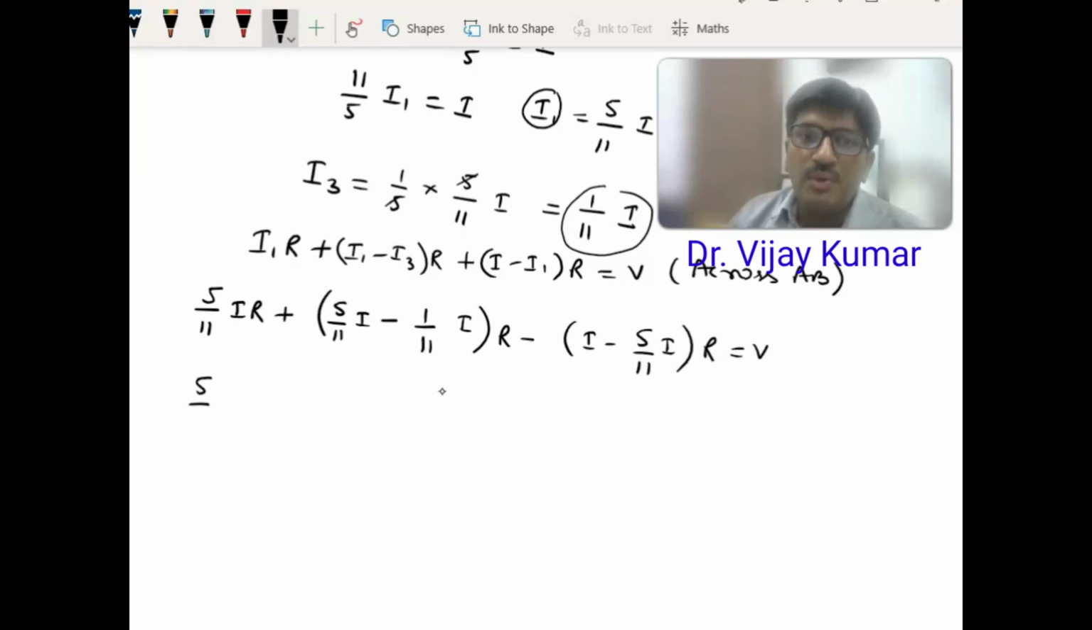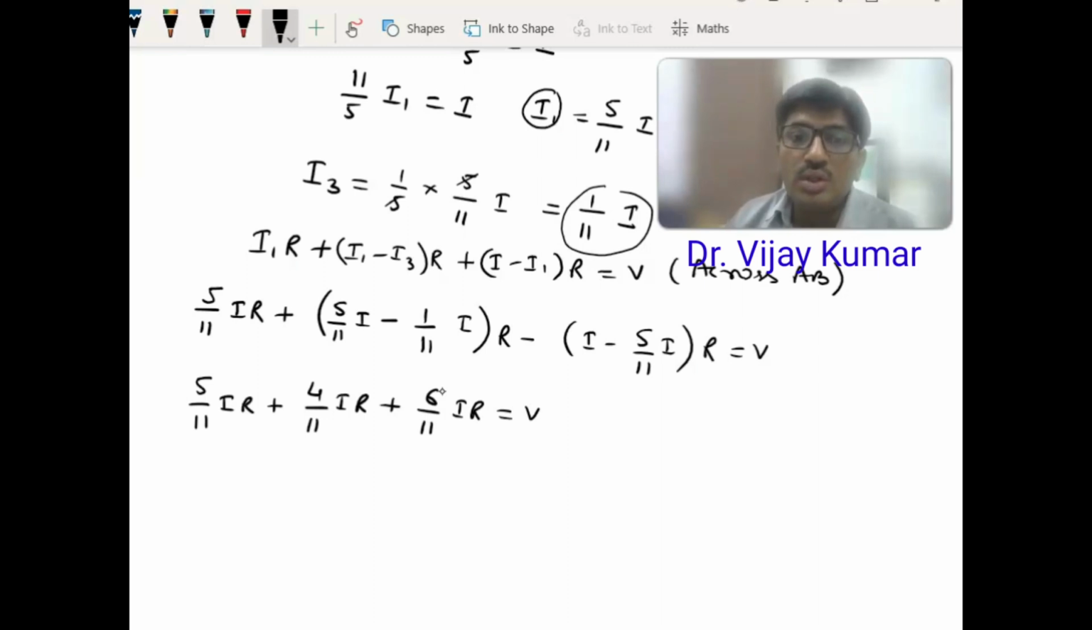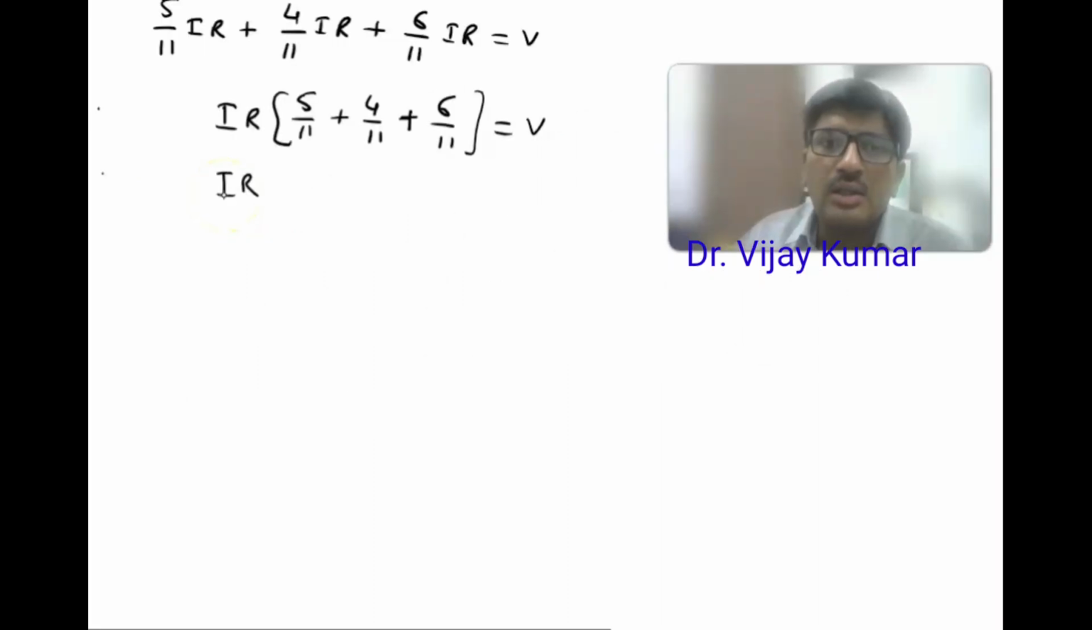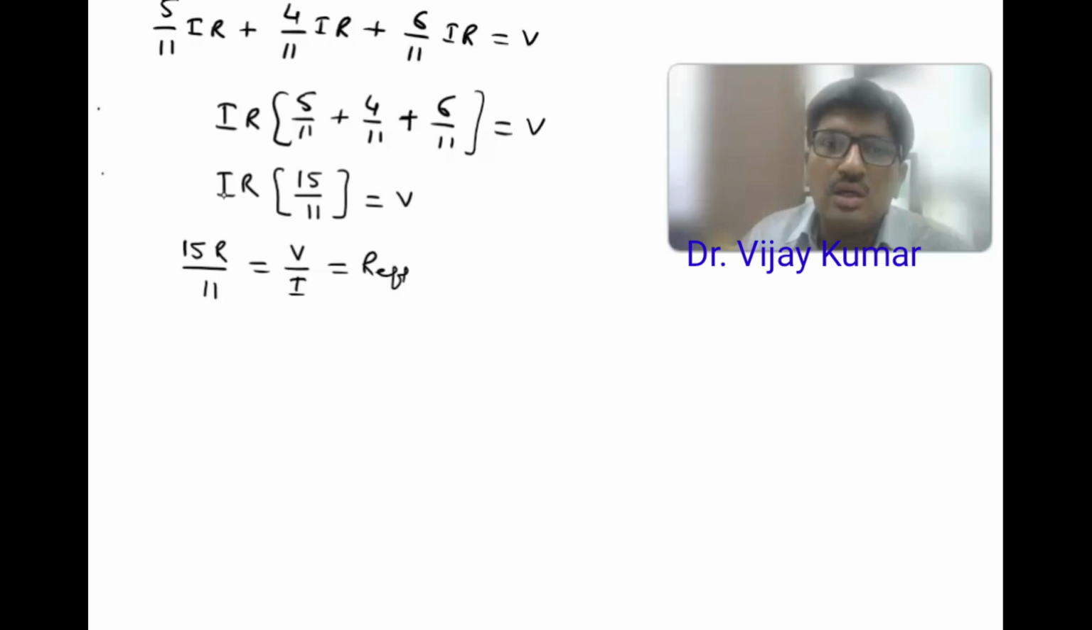Or we can say 5 upon 11 I R plus 5 minus 1, 4 upon 11 I R, plus 11 minus 5, 6 upon 11 I R equals V. So I R times (5 plus 4 plus 6) is 15 upon 11 equals V. So 15 R upon 11 equals V upon I, and we can say it is the effective resistance. So R effective becomes 15 by 11 R.